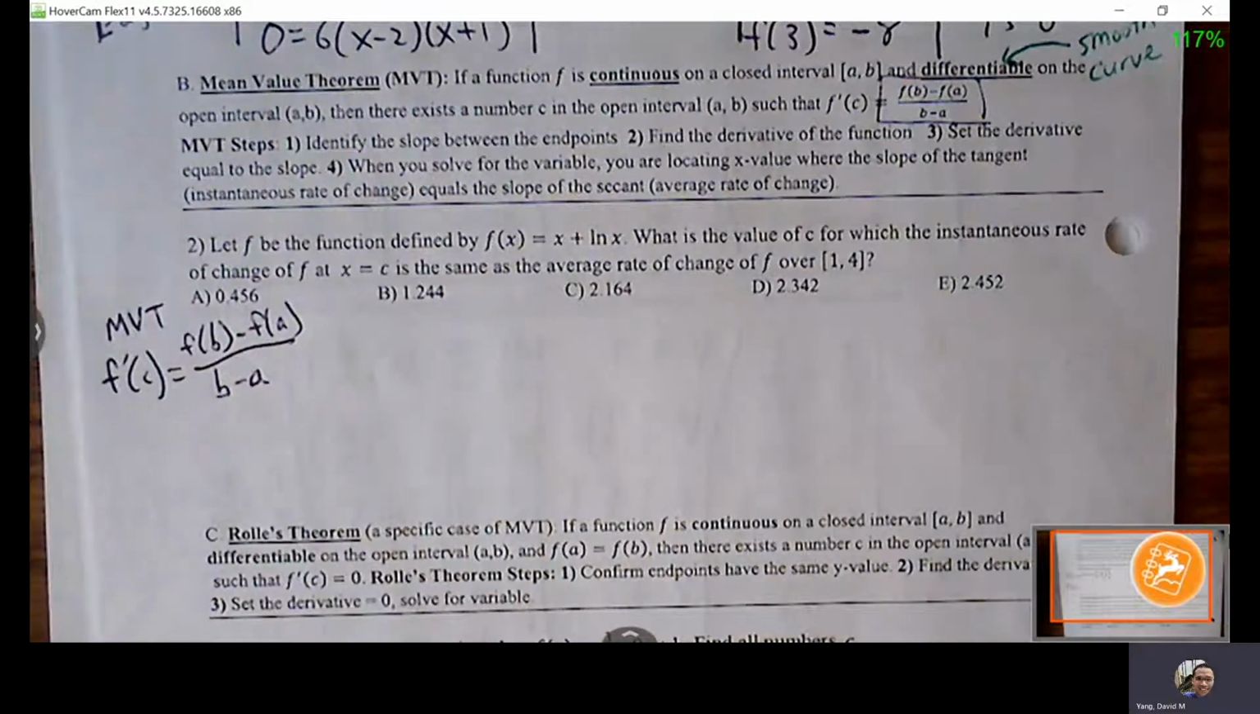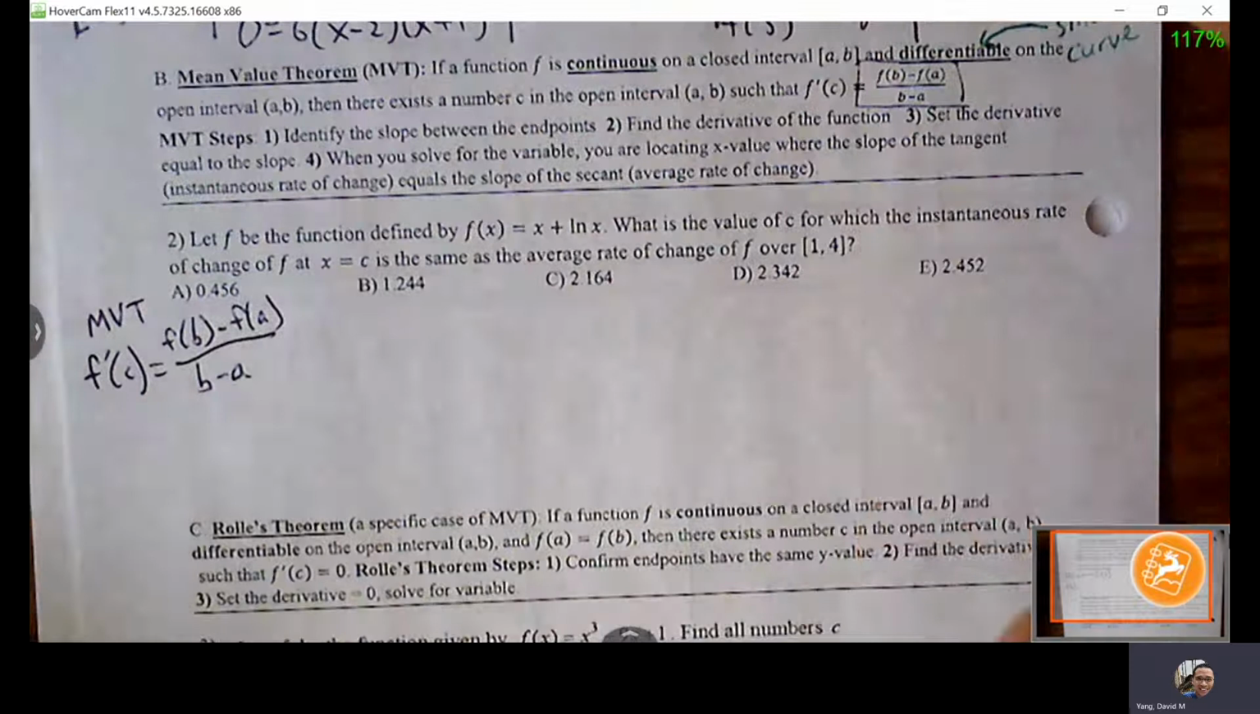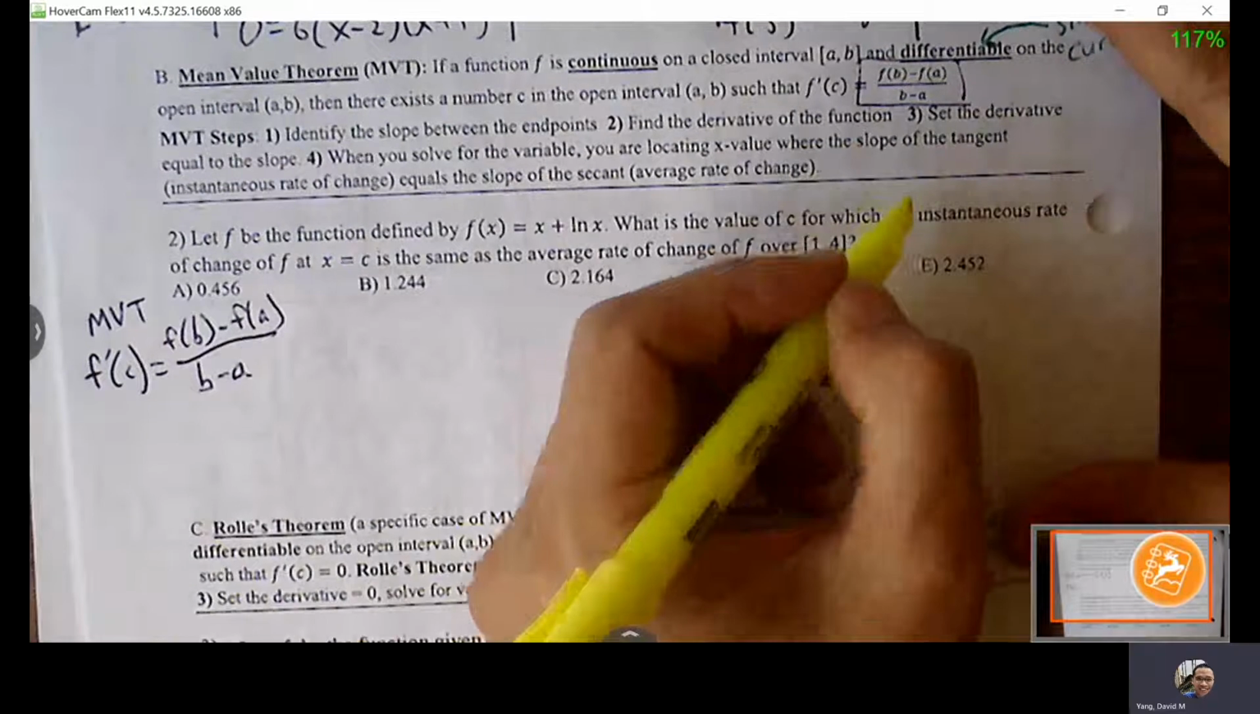Now, there's something about number 2 I want to point out, is that it doesn't explicitly state mean value theorem, but it does describe mean value theorem very clearly. And here is how. Sometimes you may be able to see mean value theorem being asked of you without stating it explicitly by these words.